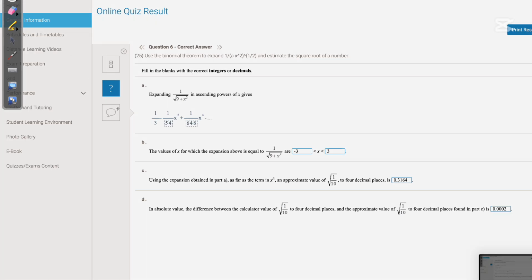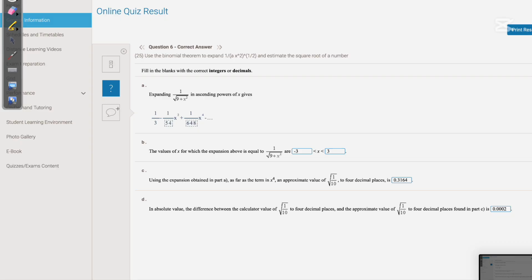Anyways, so for part B, the values of x for which the expansion above is equal to radical 9 plus x squared are between negative 3 and 3. At this point, I'm just going to do 9 is equal to x squared, then x is going to be 3 and negative 3, and then it's just going to be between. That's what I'm going to do in the exam. If it's wrong, just blame it on me.